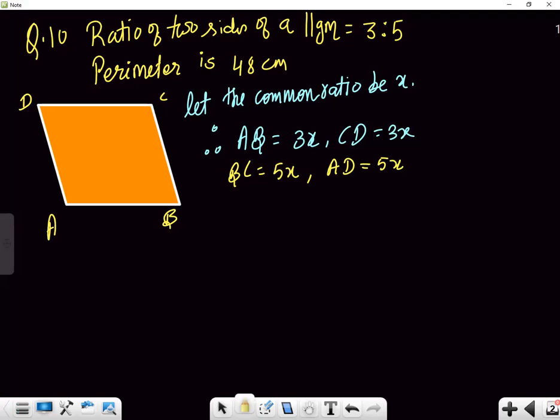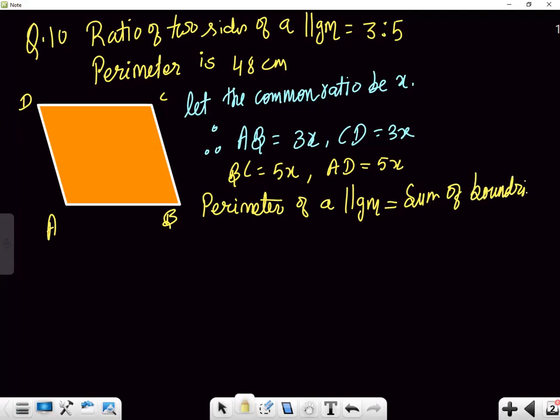Then you have to find the perimeter. So the perimeter of a parallelogram is the sum of all boundaries. The perimeter is given, that is 48. Starting from A to B, then B to C, then C to D, and then D to A.